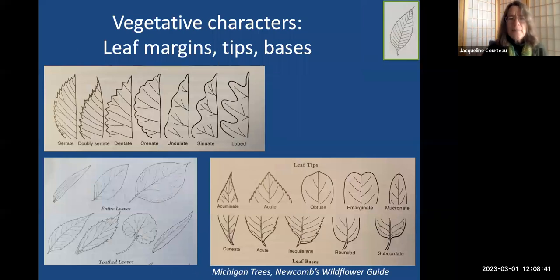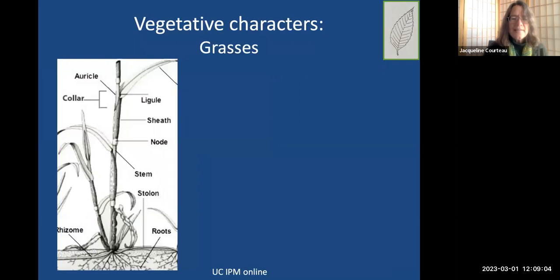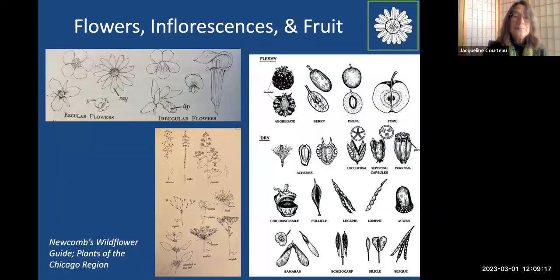Again, here are some leaf margins that you should be aware of: crenate, undulate, lobed. Some leaf tips, acuminate and acute, are pretty common. And then again, some variations for woody plants versus forbs, but those are some things to be looking for. And on grasses, as I said, the ligule especially, and the sheath as well as the bases. And on grasses, looking whether there are rhizomes or stolons can be really key.